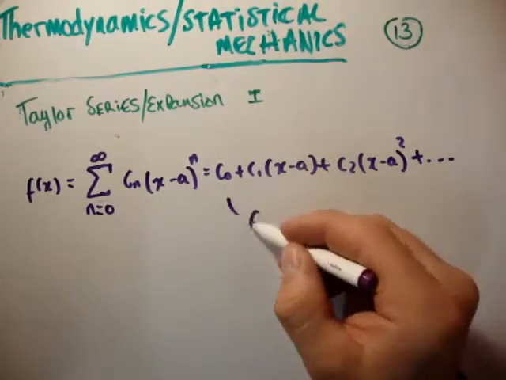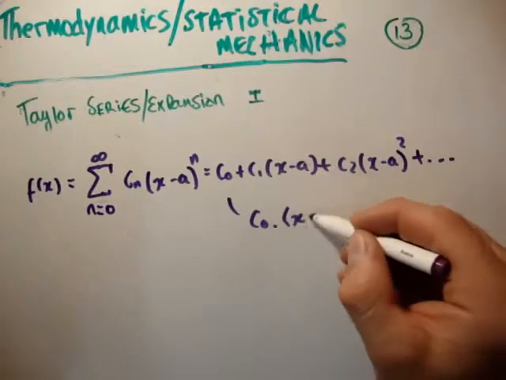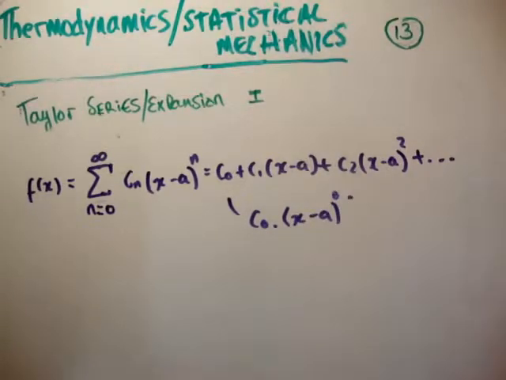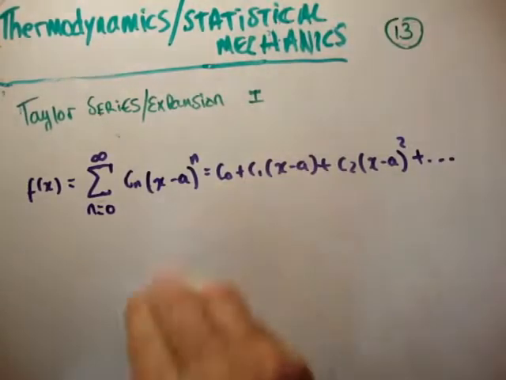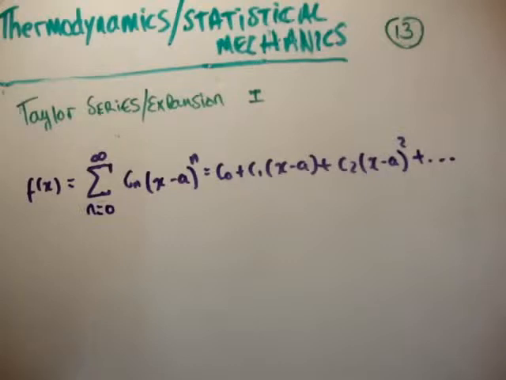Just to note, by the way, that's actually c0 times (x minus a) to the 0. Anything to the power of 0 is 1, so we usually just don't bother writing that term. So that's our starting point. We assume that we can expand our function as a power series. Now, when is that a valid assumption? I'm not going to discuss that. But we also assume two other things.